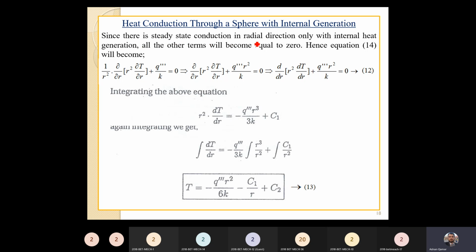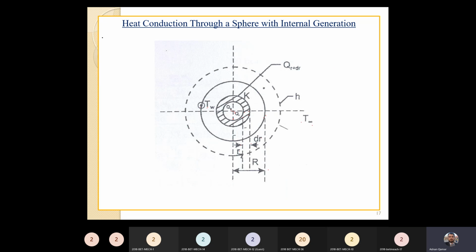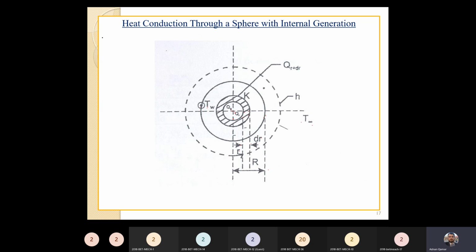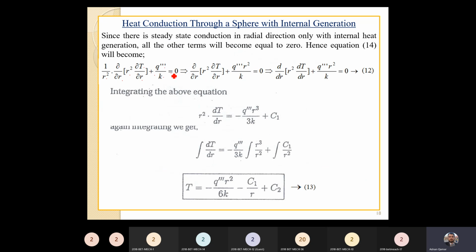Since there is steady state conduction in the radial direction, with only the internal heat generation, all the other terms will become equal to 0. Hence equation 13 or 14, whatever we have seen before, would become this: 1 over r square, partial over partial r of r square partial T over partial r, plus q triple dash over k is equal to 0. All terms other than this and this become 0. So this plus this equals 0. So you have this equation.